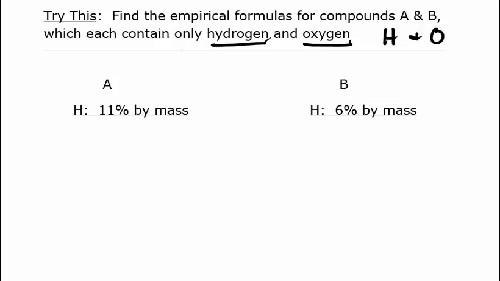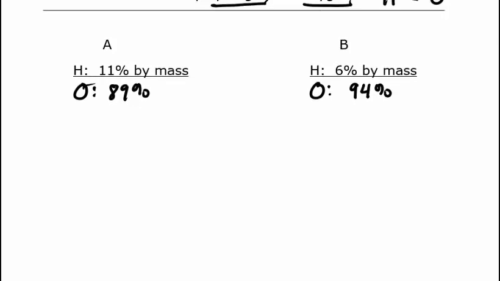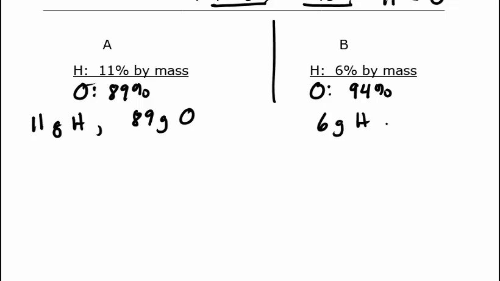We know what the mass percent of oxygen is by subtraction from 100. Okay, if H is 11%, then we know oxygen must be 89%. And if H is 6% in compound B, then we know oxygen is 94%. All right, and if we do the first step, which is assume a mass of 100 grams, then we also know that we have 11 grams of hydrogen in this compound and 89 grams of oxygen in compound A. Compound B, we have 6 grams of hydrogen and 94 grams of oxygen.